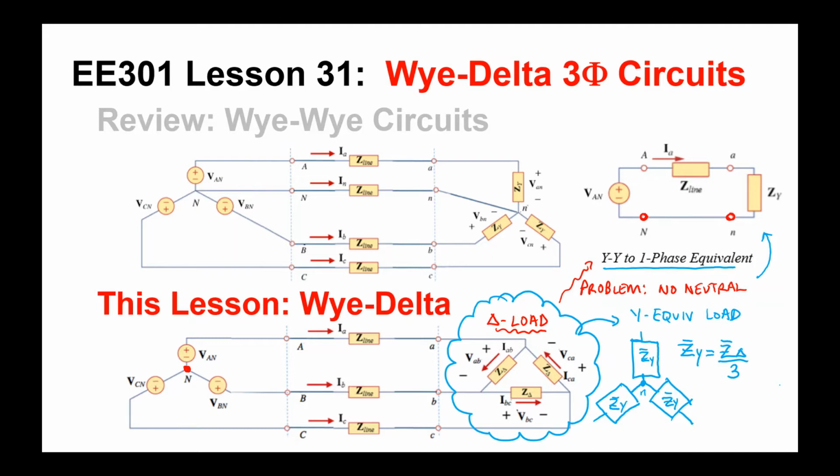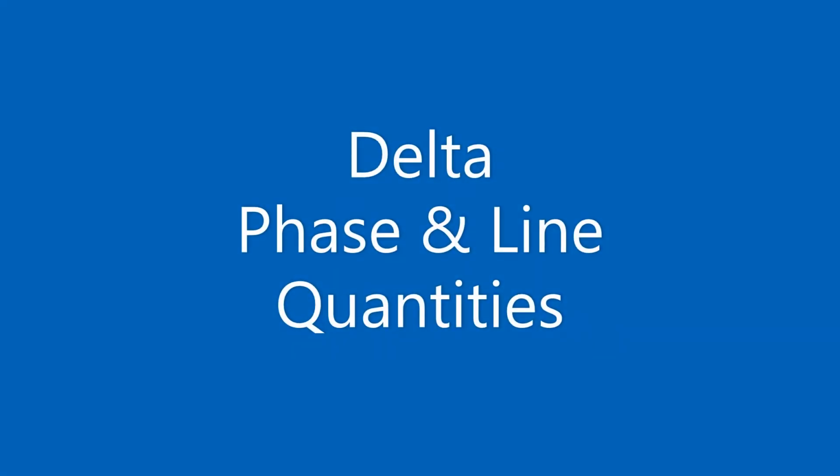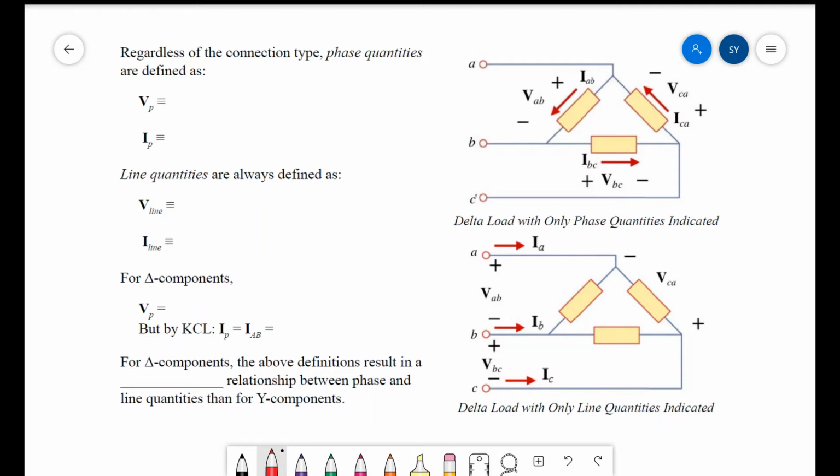In order to talk about things that are not represented in the single phase model, such as VAB and IAB, we're going to need to know some conversion factors for delta. So let's relook at the phase quantity versus line quantity relationship for delta connected components. In the last lesson, we introduced the difference between phase quantities and line quantities for the Y system. Now we're going to do the same thing for the delta systems.